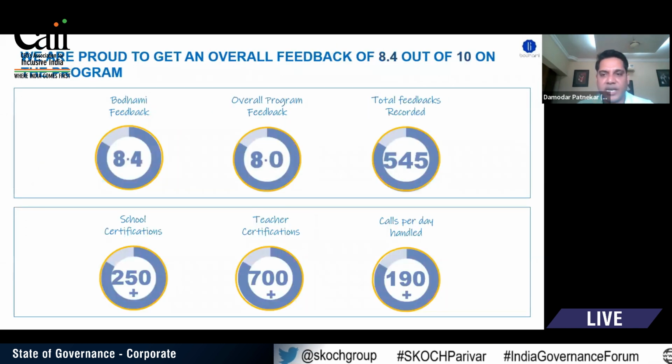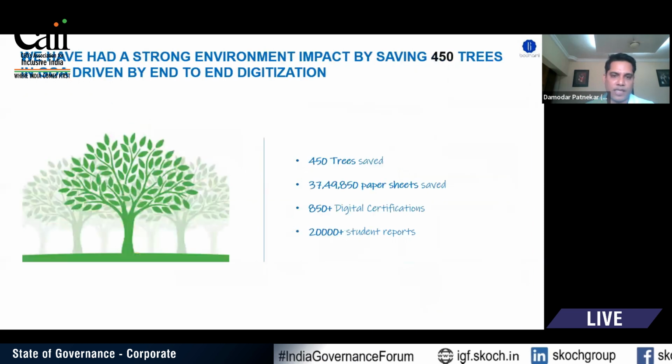Now, just as feedback out of the program, we got an overall feedback of 8.4 on the program. This is the first time this is happening in the state of Goa. We got total feedbacks recorded from the institutions: 545 feedbacks were recorded, 250 odd institution certifications were given, and 700 teacher certifications were given out. We handled roughly 190 to 200 calls a day on a daily basis. So overall feedback was 8.4 on the program.